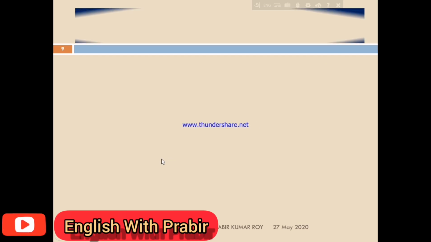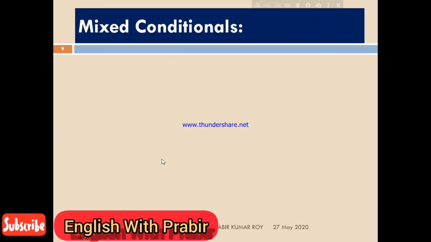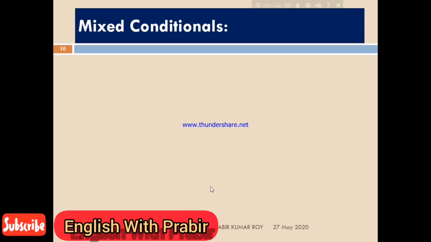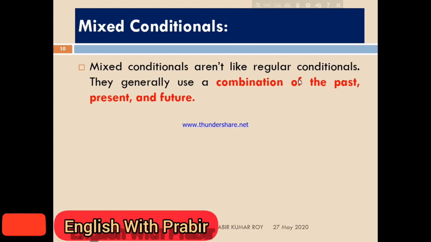Okay. Now, another type of conditional also exists. That is called mixed conditional. Mixed conditionals are conditionals where the tense in the main clause is different from the tense in the conditional clause. Okay. Mixed conditionals are not like regular conditionals. They generally use a combination of the past, present, and future.